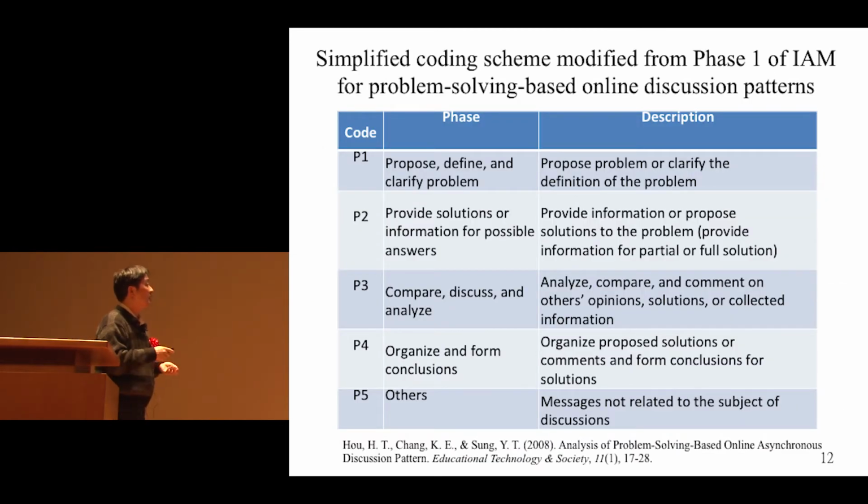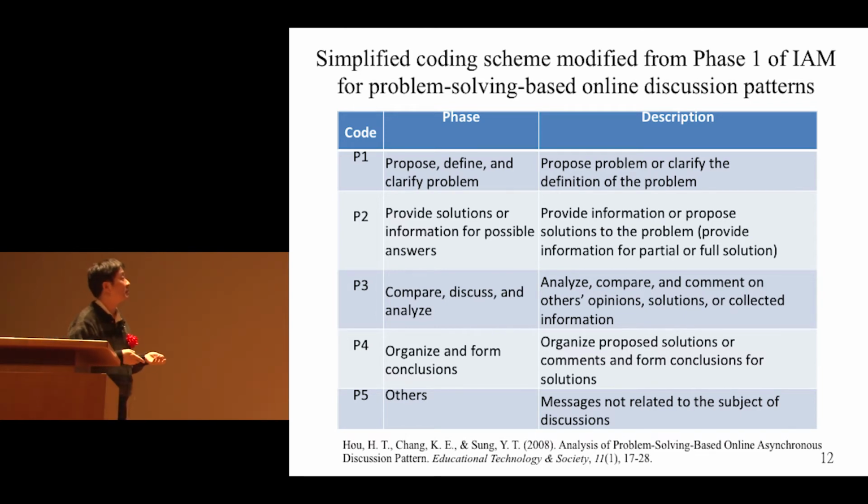For example, in 2008, Ho, Zhang, and Song had a study using a simplified coding scheme. There were only 5 coding items. The first one, P1, is propose, define, and clarify a problem. P2 is providing a solution, and P3 is compare the solution from peers, and P4 is organize and reach a conclusion. And P5 is the discussion irrelevant to the issue.